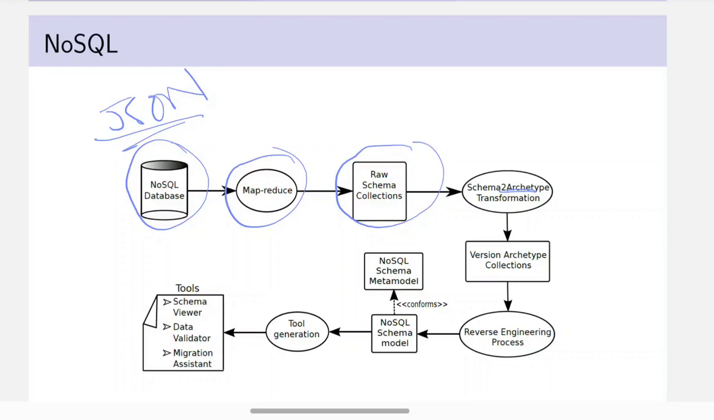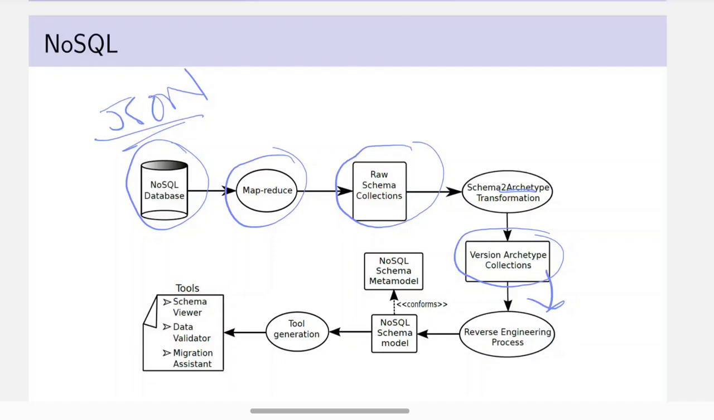So the output will be versioned archetype collections, raw to versioned archetype collections. This allows version tracking, consistency and reuse, okay. And then we'll be following the reverse engineering process using these archetypes. So the system constructs a formal NoSQL schema model, like a clean diagram or definition of structure, okay.